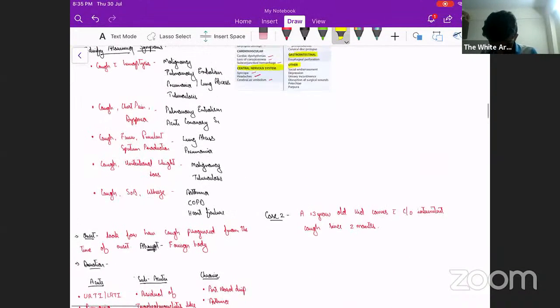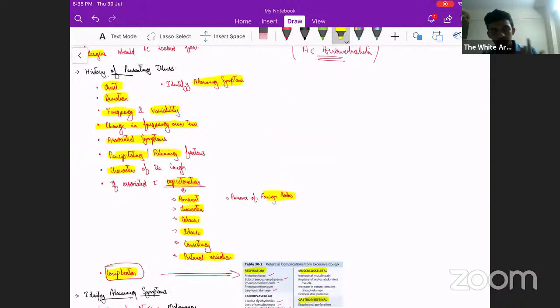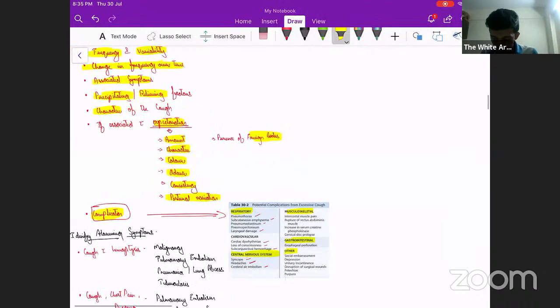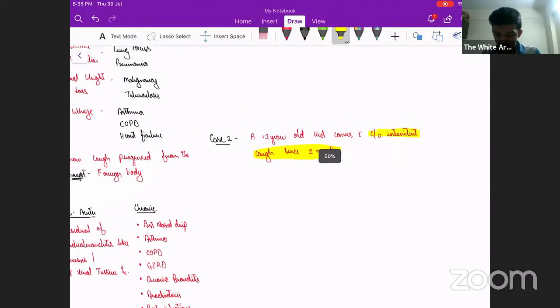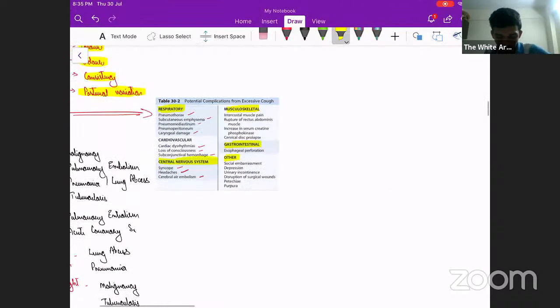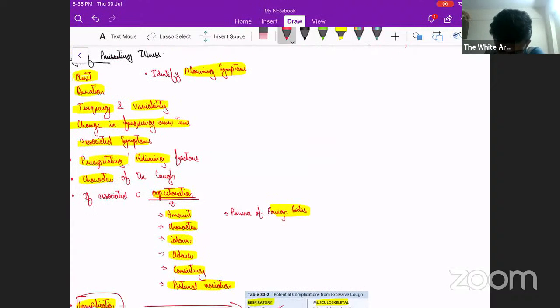So with this history in mind, let's go to the next case. You guys will have to ask in terms of this, so it's a practice for you. This is about a 13-year-old kid who comes with complaints of intermittent cough since 2 months. Intermittent cough since 2 months. So this is the case for you, and this is how we'll go about in our HOPI. It's a 13-year-old kid. That's all.